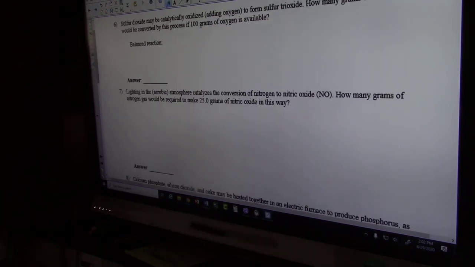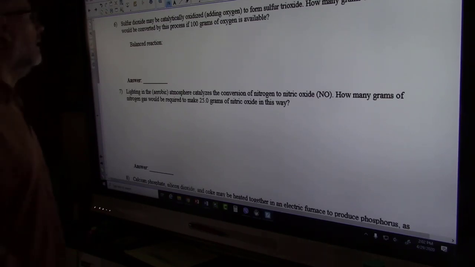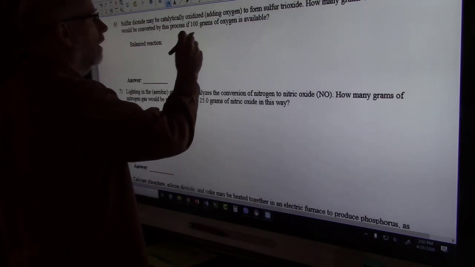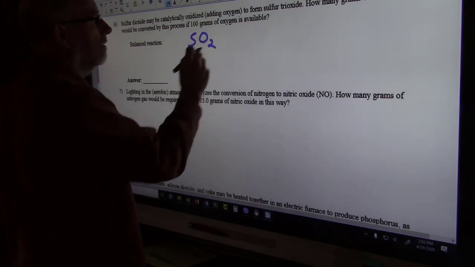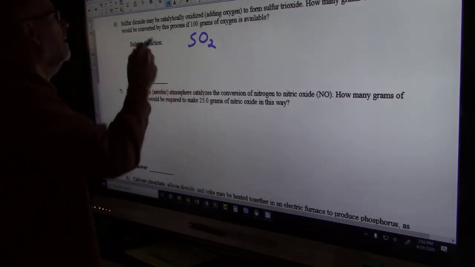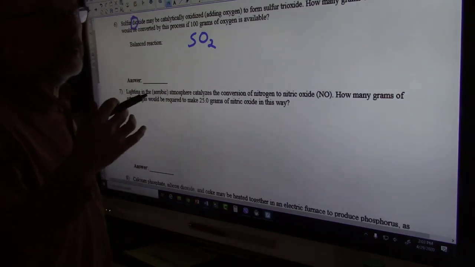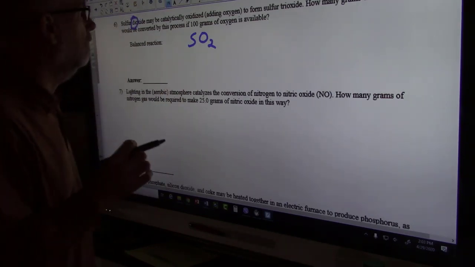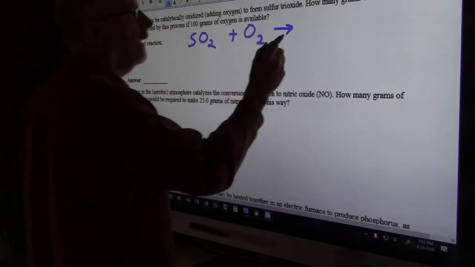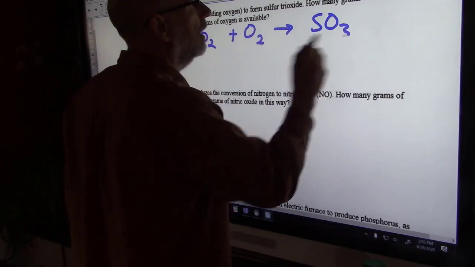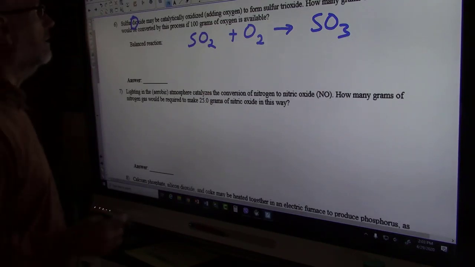Sulfur dioxide may be catalytically oxidized, adding oxygen, to form sulfur trioxide. Well, the reaction is sulfur dioxide. Sulfur's from the right, oxygen's from the right. I spy with my little eye, mono, di, tri, tetra. Oh, it sticks and springs and the little ball things. Sulfur trioxide, SO3. How many grams, blah, blah, blah. We need to balance this thing first.